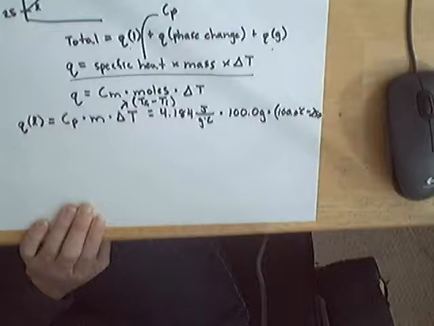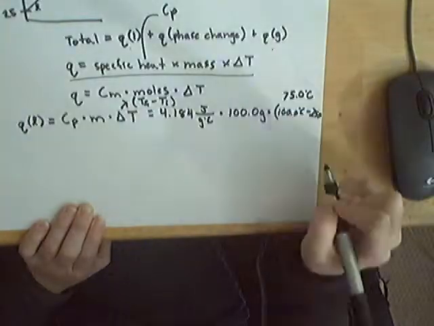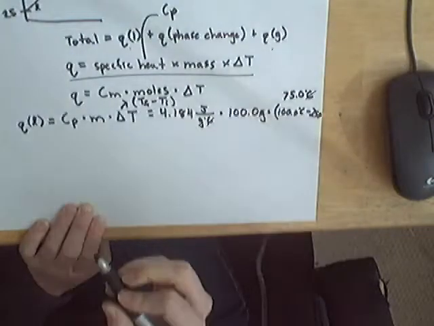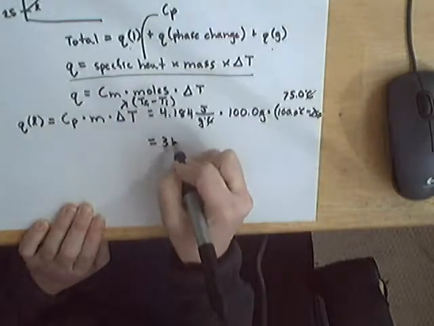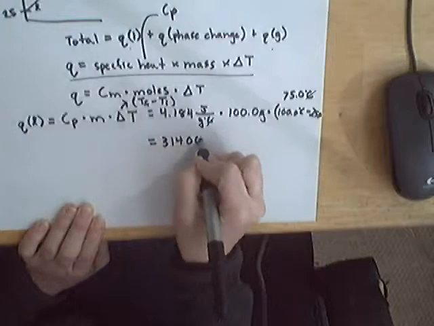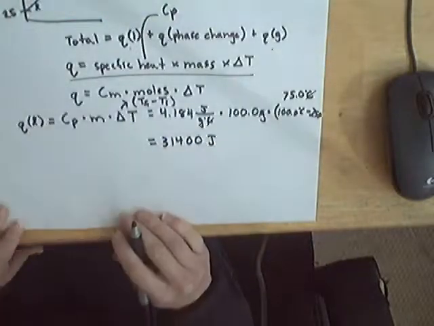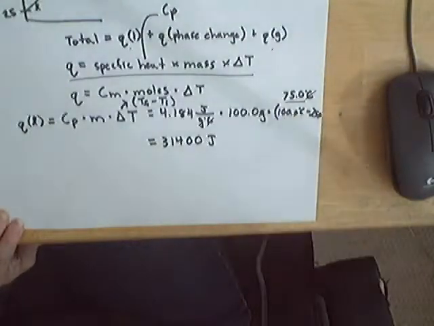So delta T is 75 degrees Celsius. Celsius is going to cancel with Celsius, grams with grams. If you do the math here, what you should get is 31,400 joules. I rounded this to 3 significant figures because that 75 had 3 significant figures. So that's the amount of energy it's going to take to heat the liquid from 25 degrees to 100 degrees.